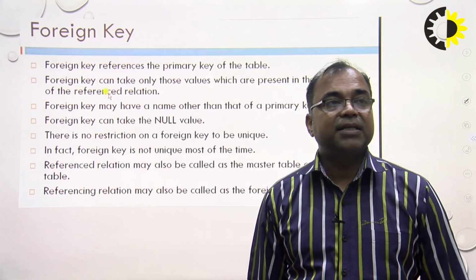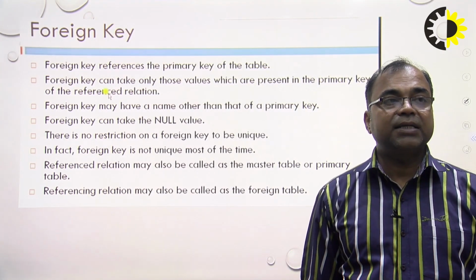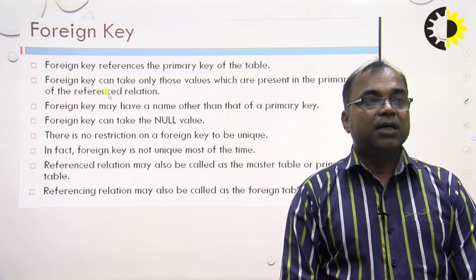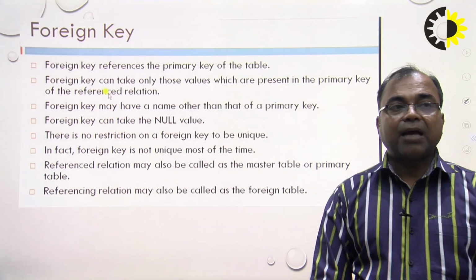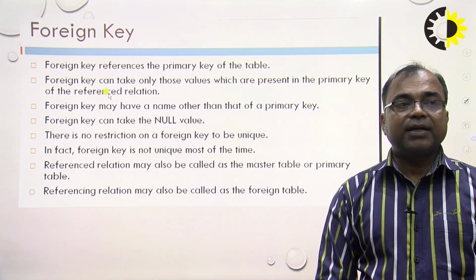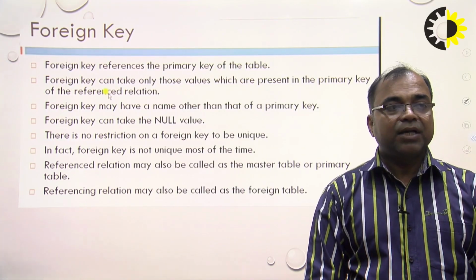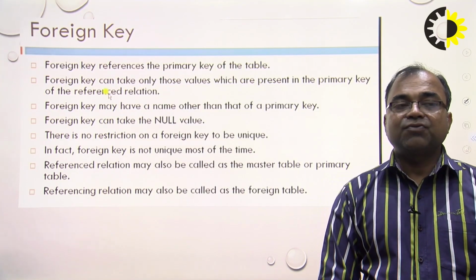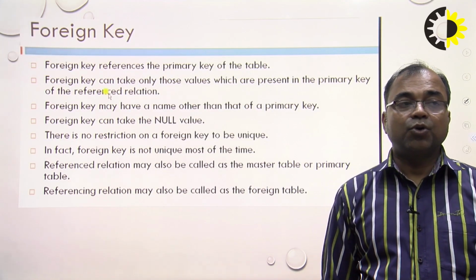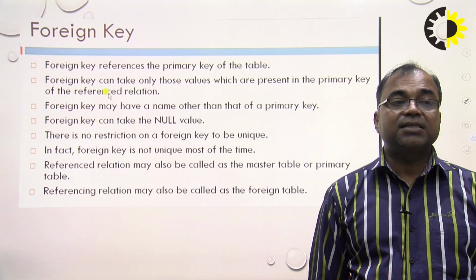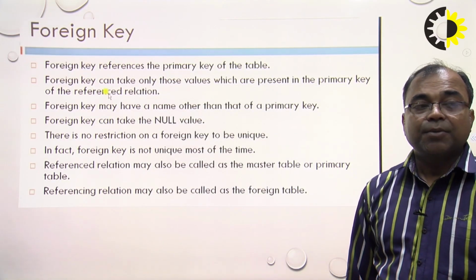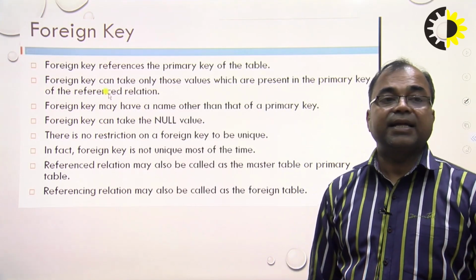So a foreign key basically references the primary key of another table, and it can only take values that are present in the primary key of the referenced relation. A foreign key may have a name other than that of the primary key; it may not be the same. A foreign key can also take the value null. There is no restriction for a foreign key to be unique; in fact, a foreign key is mostly not unique. The referenced relation may also be called the master table or primary table, and the referencing relation may also be called the foreign table.